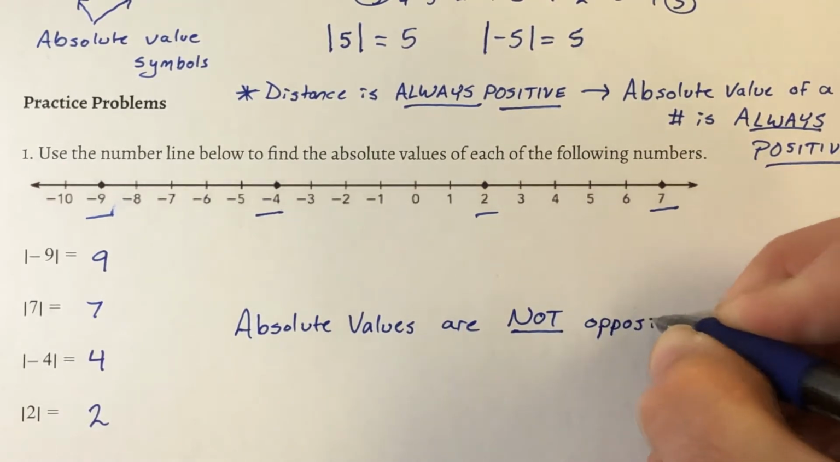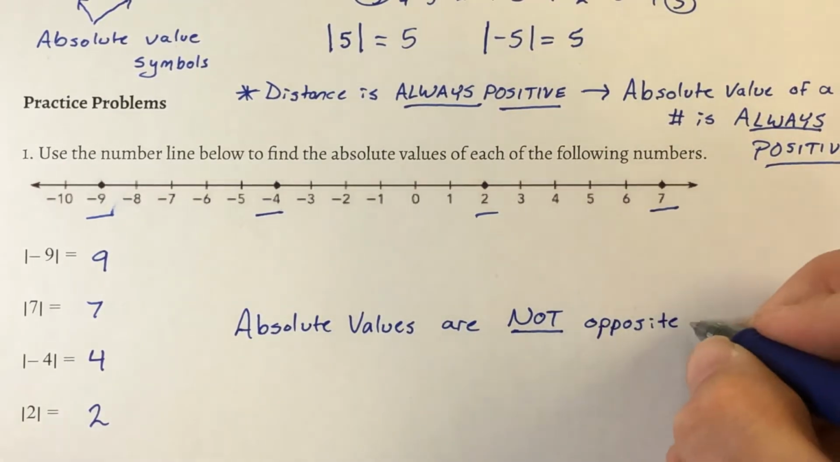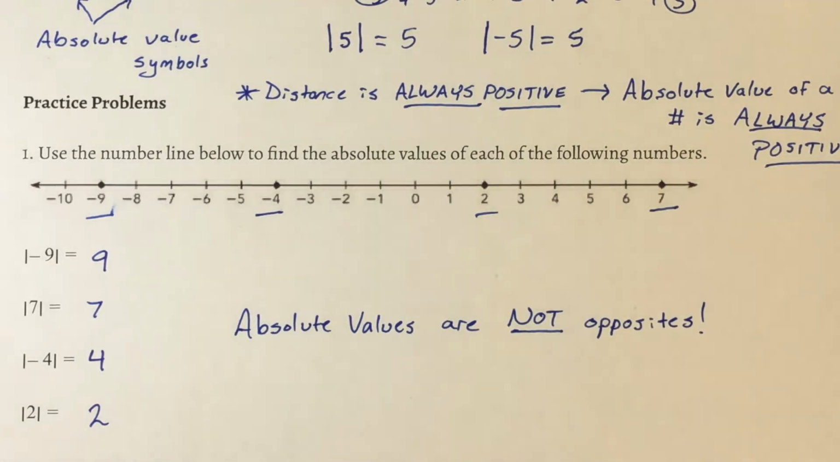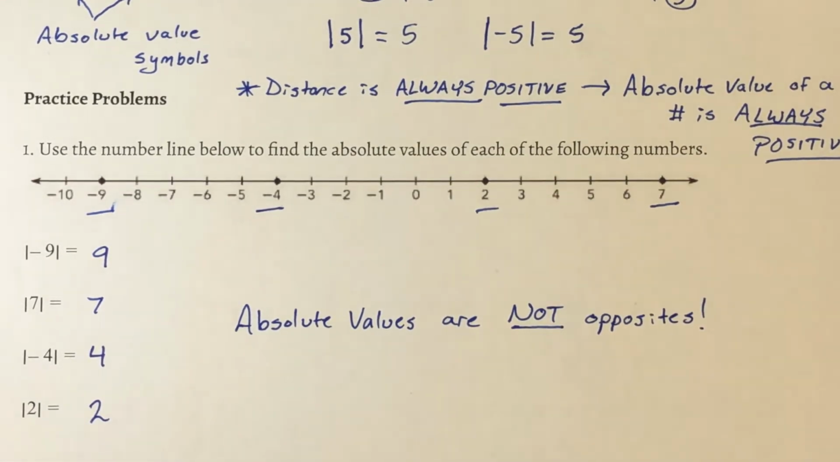That's not what you're doing. You're not finding the opposite of numbers. You are finding how far it is from 0, and that distance is always going to be positive.